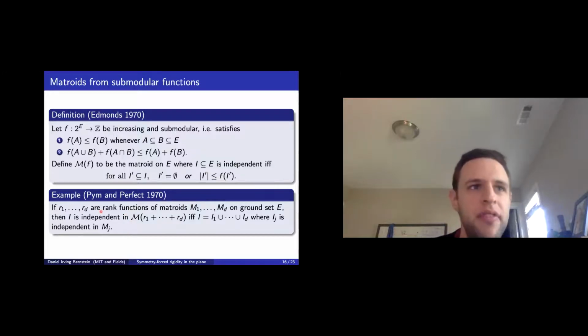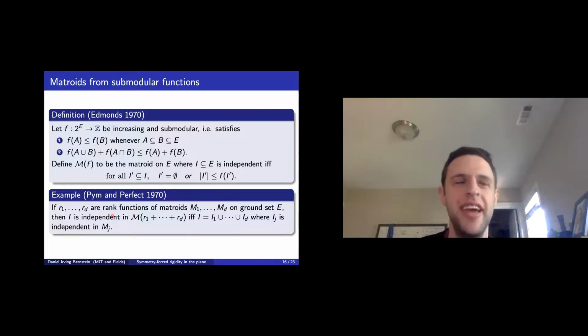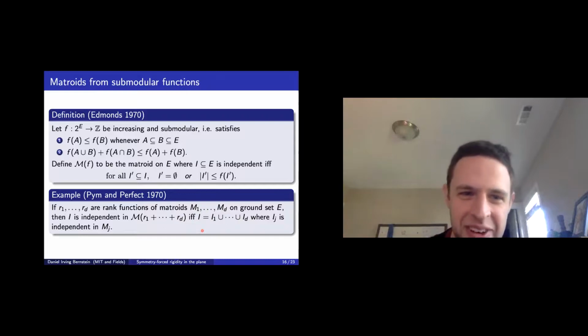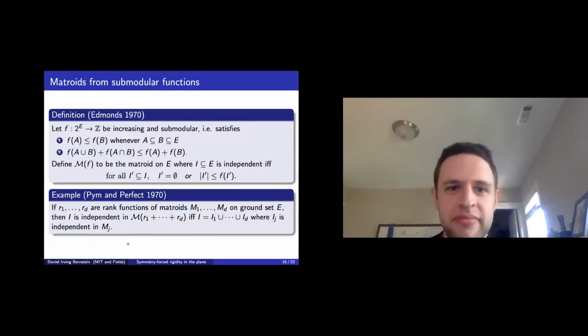There are many examples of this construction. Maybe the first interesting example is if you take the rank functions of D matroids all supported on the same ground set, then I is independent in the matroid defined by the function you get by summing them if and only if I is a union of independent sets, one from each of the matroids. In other words, the matroid defined by summing up all of these rank functions is just the matroid union of those matroids.